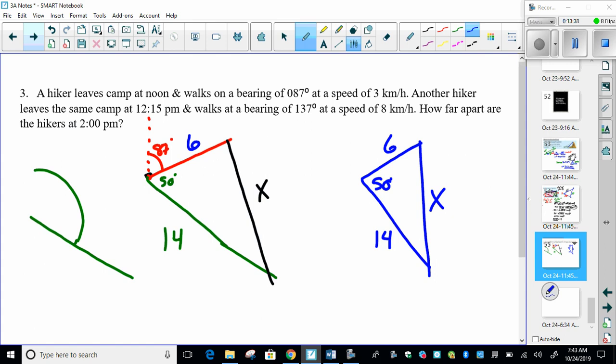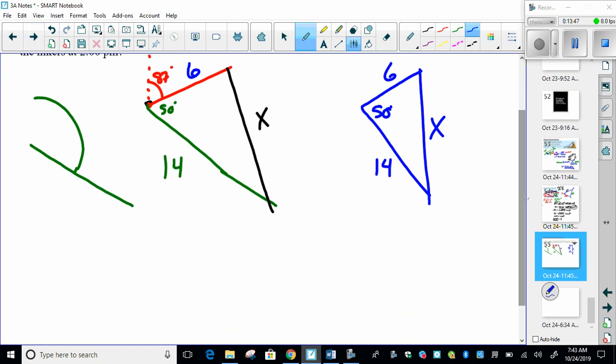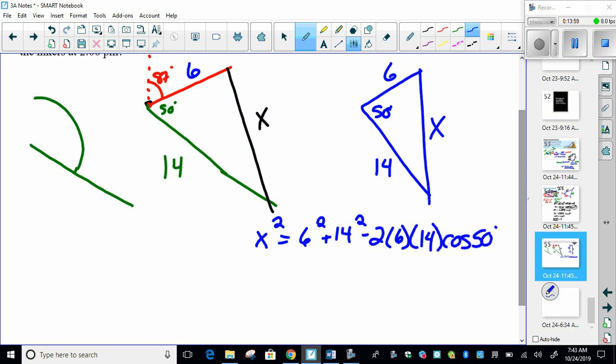Now all you're going to need to do is do the cosine rule, because you have two sides and an included angle, and the side that you have is the one that's across from the angle. So therefore, x squared equals 6 squared plus 14 squared minus 2 times 6 times 14 times the cosine of 50 degrees. Again, make sure your calculator is in degrees.